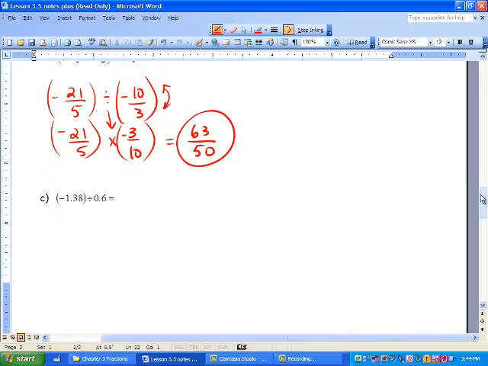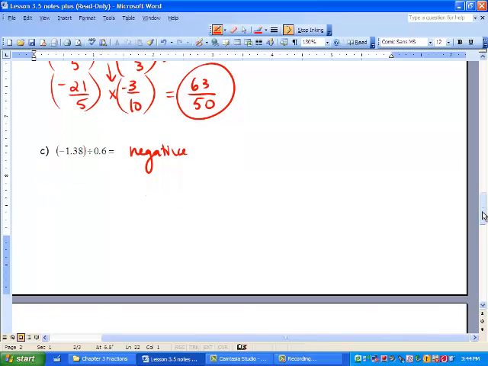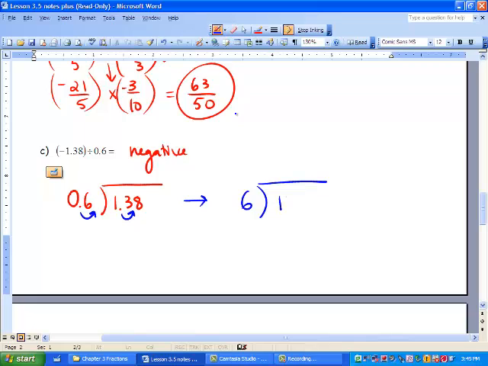All right, let's try this next one. Negative 1.38 divided by 0.6. Well, negative divided by a positive is going to be negative. And so the first thing we're going to do is 1.38 divided by 0.6. And now we're going to make it easy on ourselves by moving our decimal over one spot there, and whatever we do to one side, we do to the other. And we're going to get 13.8 divided by 6. This is going to make it much easier on ourselves.